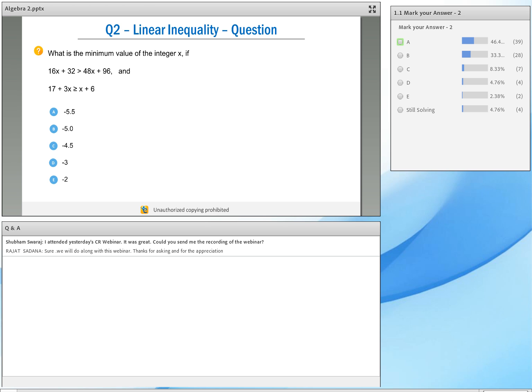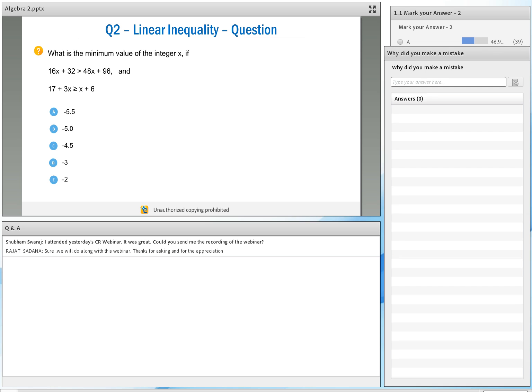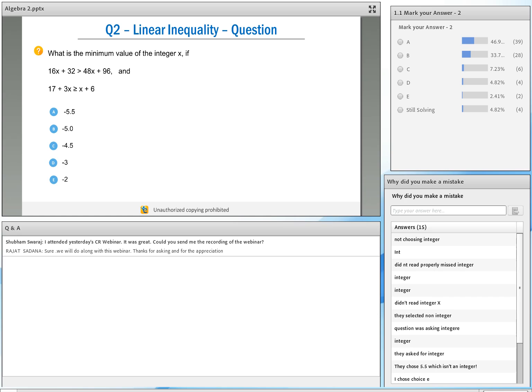About 80% of you solved this correctly, yet only 33% of you got this correct. For those of you who chose choice A, can you tell me where you made a mistake? Integer, yes. Did you make a mistake with the math? No. You did not look at the constraints.